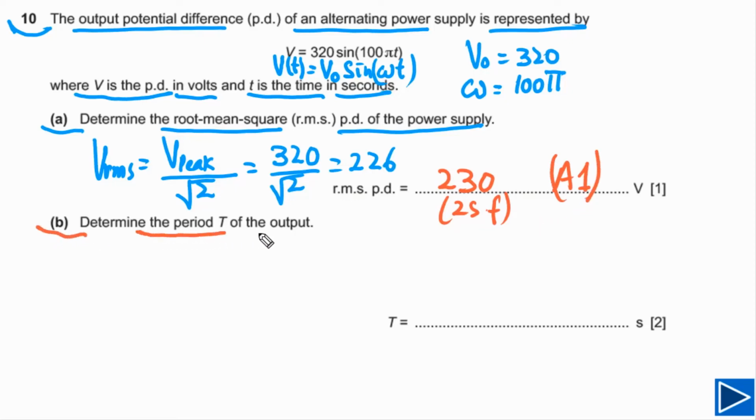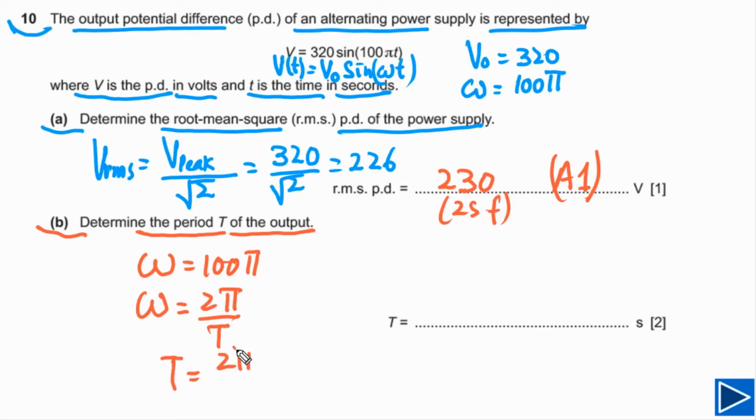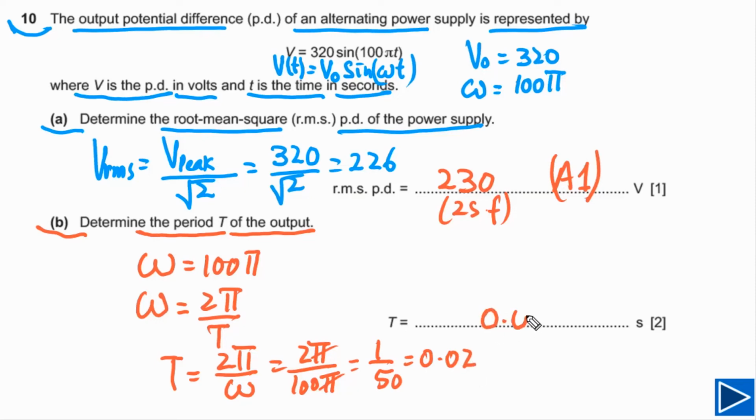For part B, we need to determine the time period of the output. What value of omega do we have? Omega is equal to 100 pi, and omega is also equal to 2 pi over T. This is the formula to calculate omega. We need to find the value of T, so T will be equal to 2 pi over omega. Now we plug in the value of omega, 100 pi. We can cancel this pi with this pi. We are left with 1 by 50, or simply this is equal to 0.02 seconds. So this is our final answer.